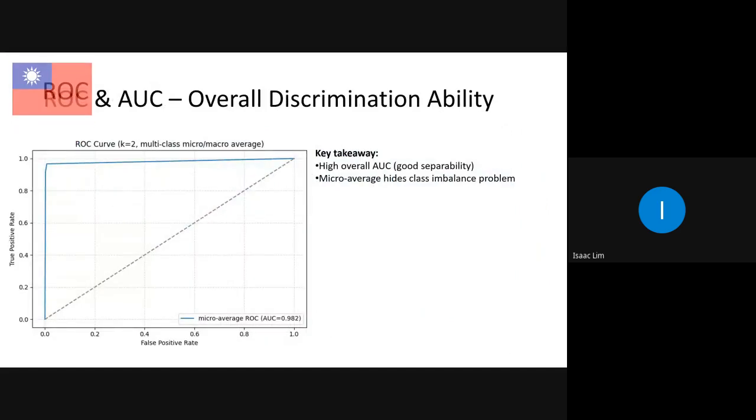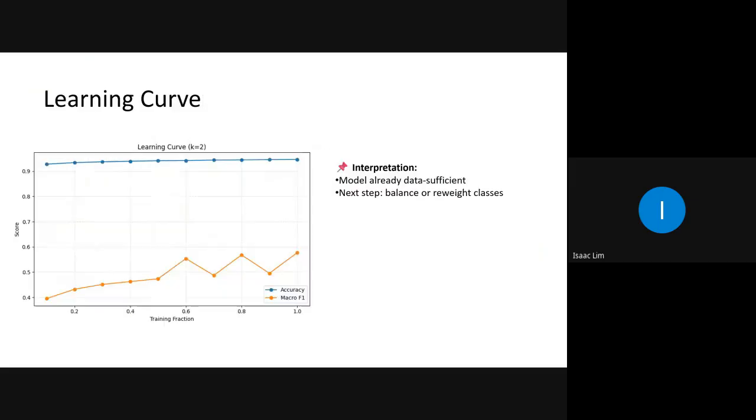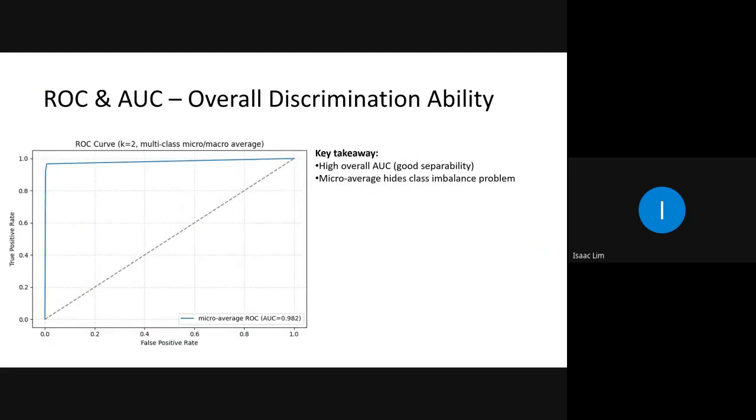So next we have the ROC and AUC, showing overall discrimination ability. Here we visualize overall discrimination using the ROC curve at k equals 2. The area under the curve is 0.982, which indicates very high separability between classes. However, note that it's a micro average ROC, which means it hides the imbalance problem. So while overall performance looks great, minority classes still struggle.